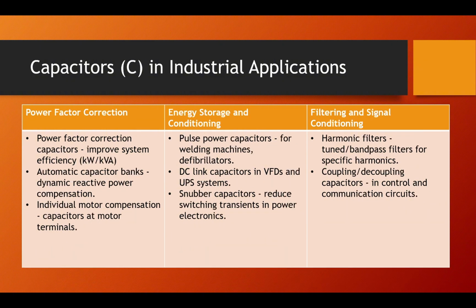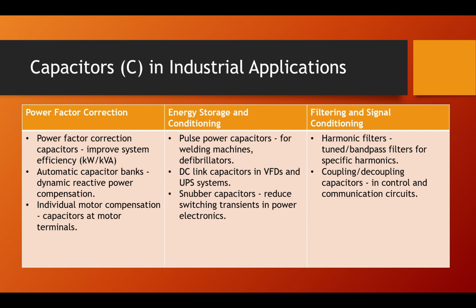Next will be the capacitor in industrial applications. Capacitors for power factor correction. We have components named capacitor banks that are used in factories to improve system efficiency and power factor. We also use them for individual machines such as motors to improve the power efficiency of the machine.